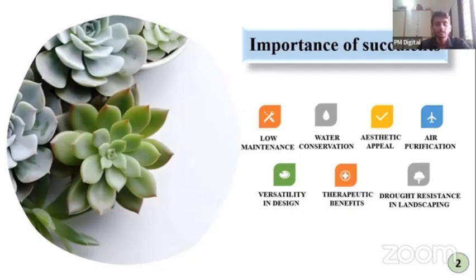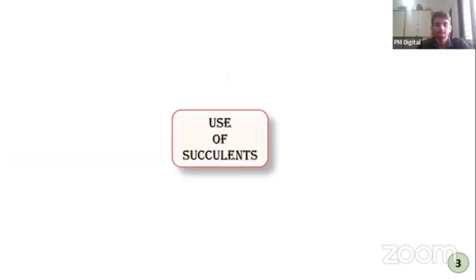Next is therapeutic use. As we all know, aloe vera has highly antioxidant property, and it is very useful and the most popular medicinal plant all over the world. And the last one is drought resistance in landscaping. This particular plant is useful for xeriscaping, where the scarcity of water is high.